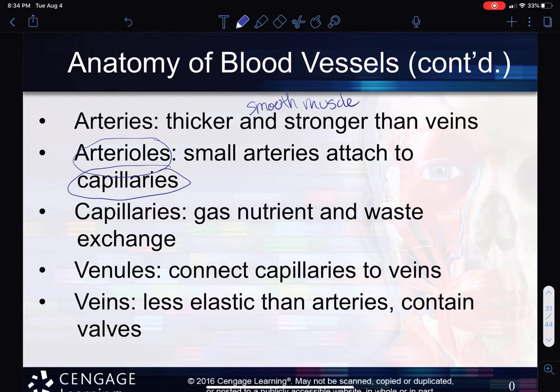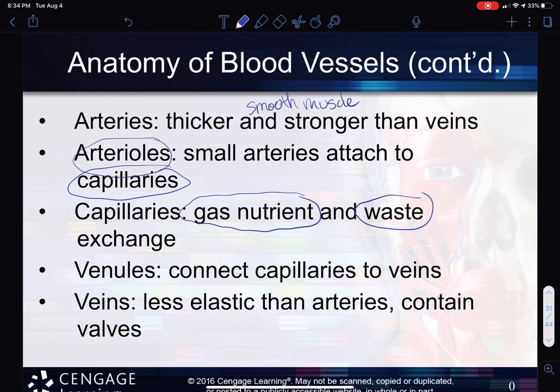And capillaries are really, really thin. They're 1 cell layer thick, and that's perfect because that's exactly where we need to actually allow gas to diffuse from a high to a low concentration, and in order for waste to come into the vessel so that it can be carried back into either the liver or the kidney to be cleaned.